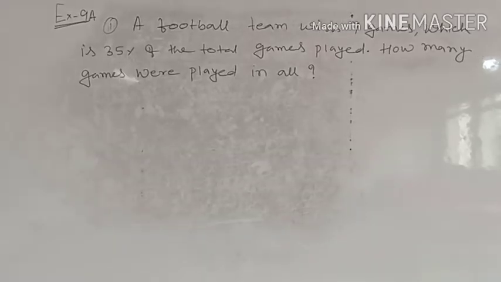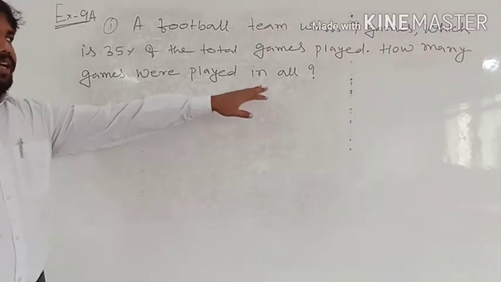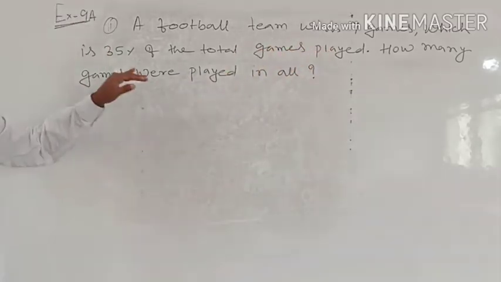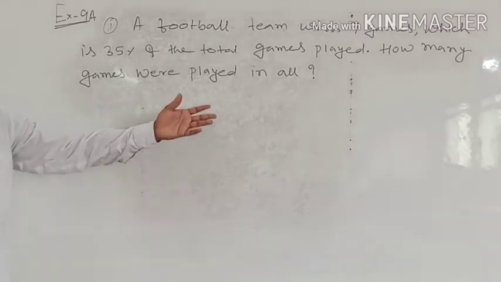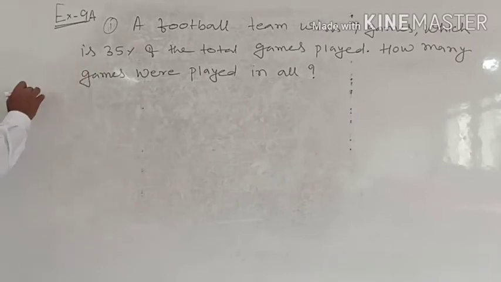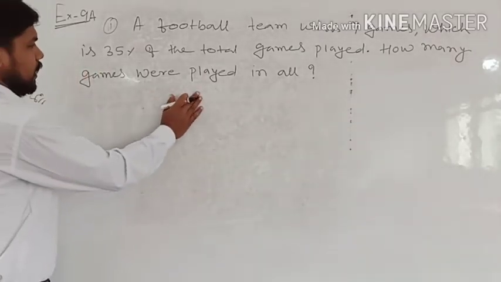Now question number 11 is asking, a football team wins 7 games. So this question also, as I discussed, the total games they won is 7 games, which is 35% of the total games played. So you have to find how many total games were played. Okay. So let us see how we can solve it. Here it is not given how many games were played.